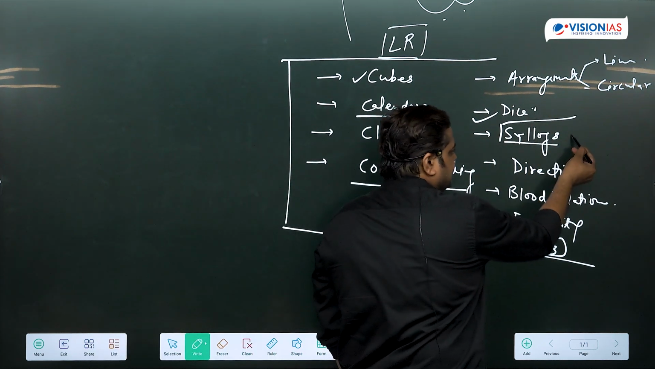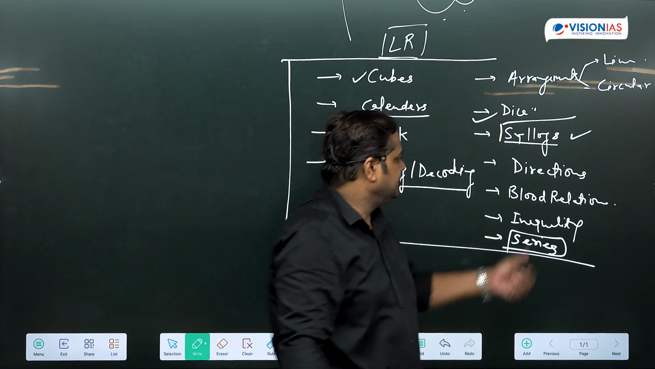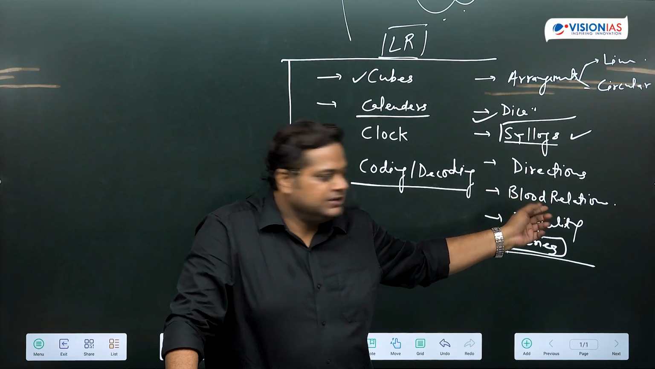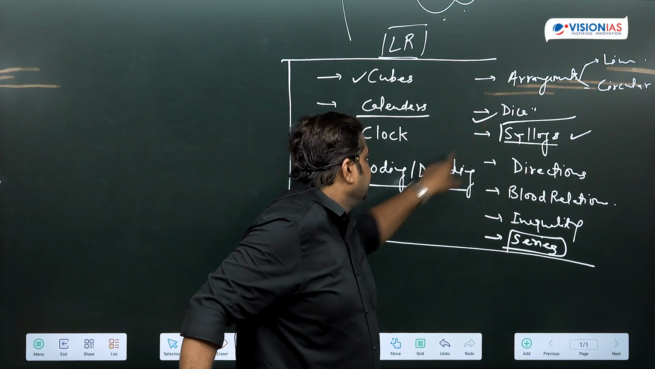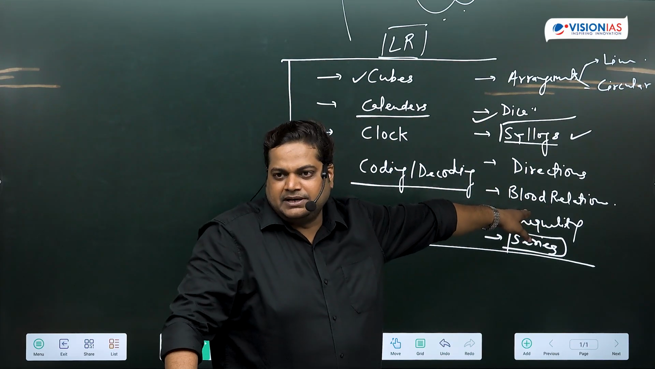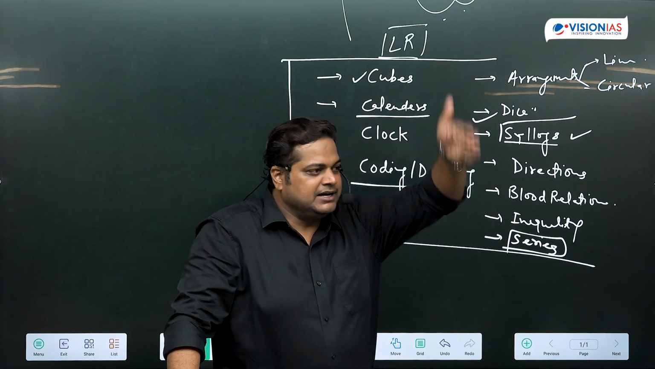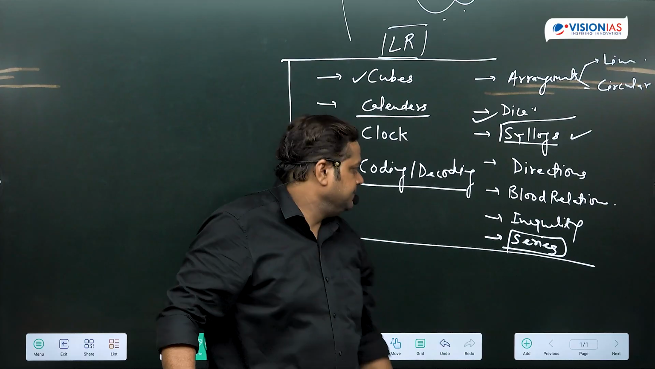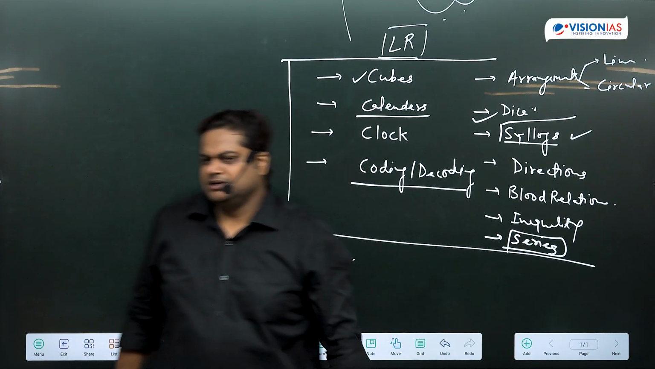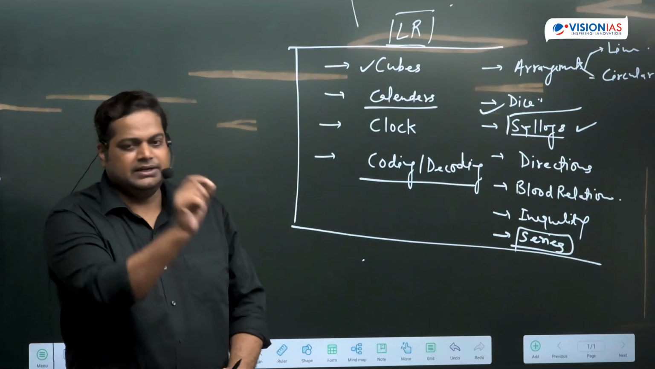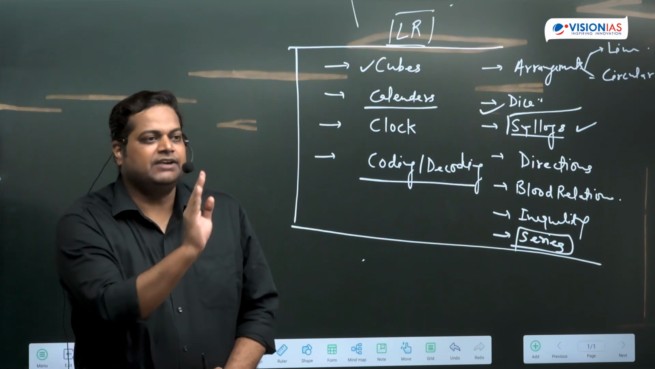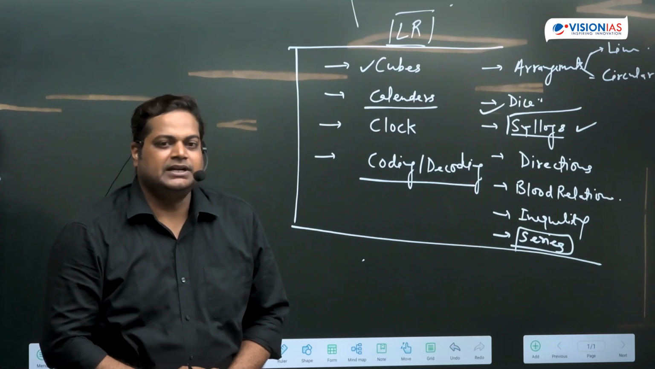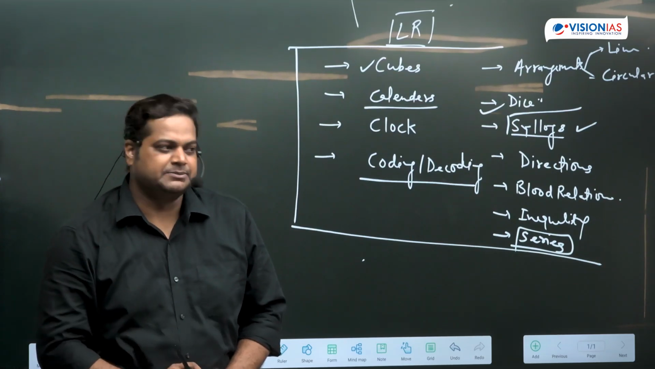Then dice, then syllogism, that we understood. Direction questions are also very simple. For the direction part, cube, calendar, dice, coding, decoding, and the blood relation part, we just need to make the diagram of how we are moving in which direction, and then see what the blood relation can be. Then inequality and series questions. So these are different topics, and we do not have many subtopics in them in the LR part, which is why it is relatively easier as compared to the maths part.